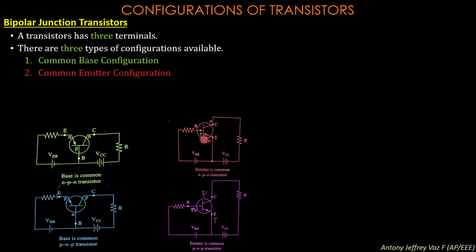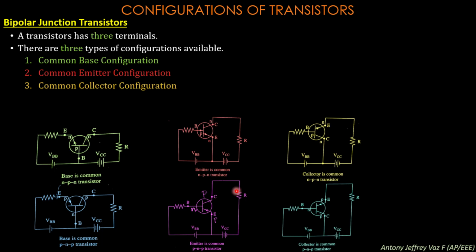You can see the arrow mark of the transistor is pointing outward, which represents that this is the common emitter configuration of an NPN transistor. In this circuit you can see the common emitter configuration of a PNP transistor, because the arrow mark shows that the current is flowing into the transistor at the base. The next configuration you are going to see is the common collector configuration.